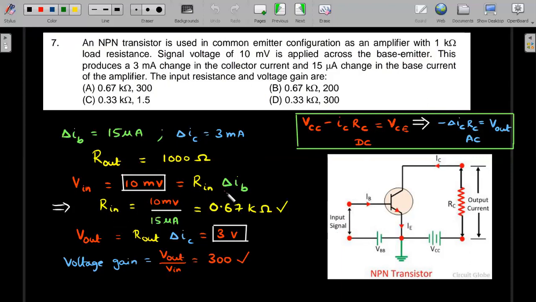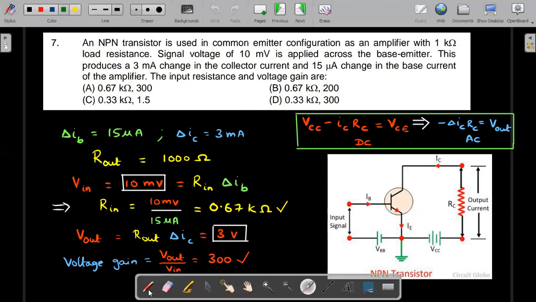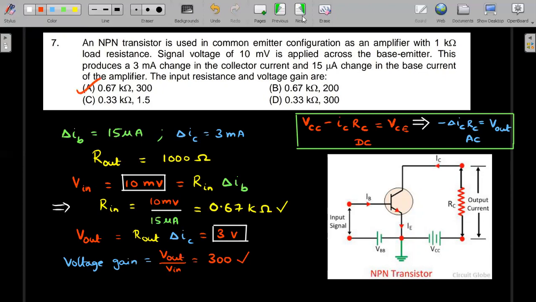So then R in, you can substitute the given numbers and you get the value of R in, which is one of the answers. The second one is V out has to be R out into delta IC. I'm just using this one in the form of R out. R out is RC. So that you can estimate it to be 3 volt, and therefore voltage gain is V out divided by V in, which comes out to be 300. So the required answer in this particular problem is correspondingly 0.67 and 300, which is the first answer. Okay, so that should be a very clear cut and simplistic way to solve.